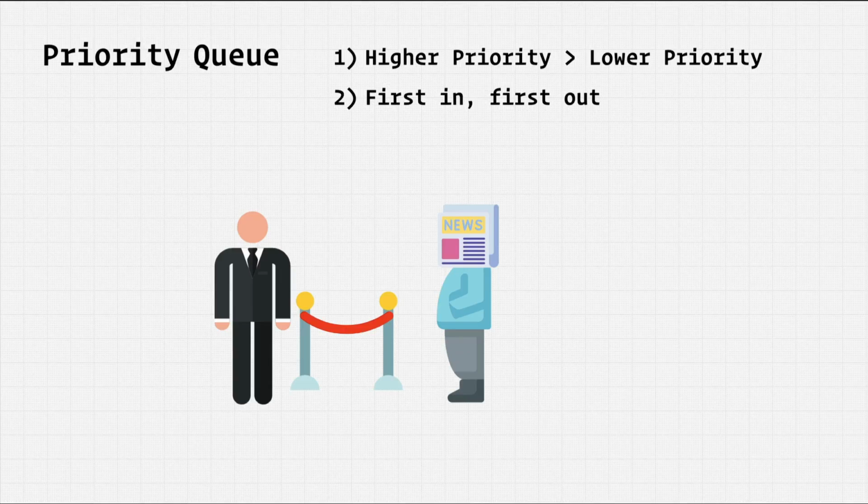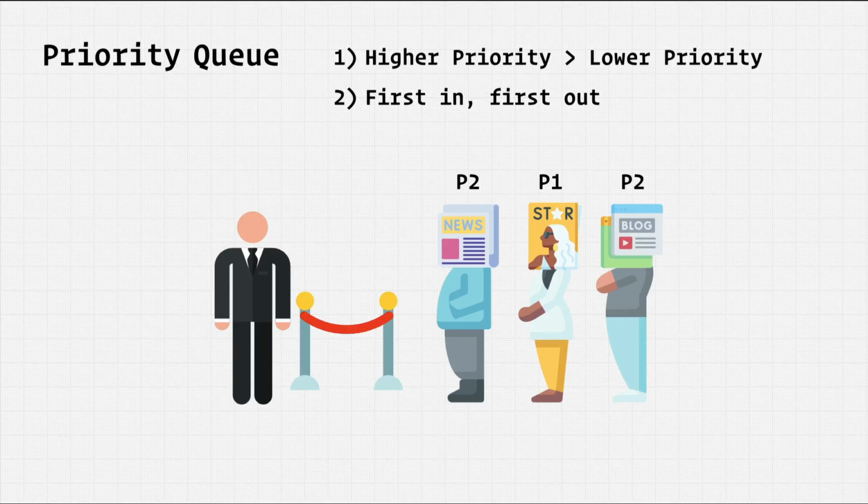So here, let's say we have our news. This news that comes in as a job has a P2, a priority of 2. But then there's this magazine job that comes in, and it has a P1, so a priority of 1. And then we have the blog come in, and this has a priority of 2.